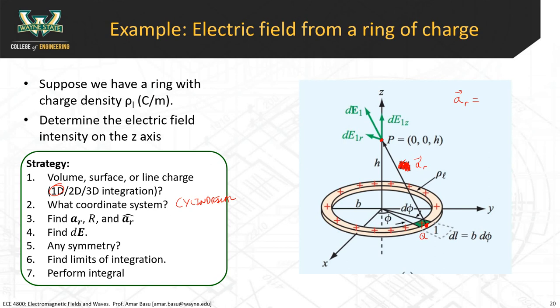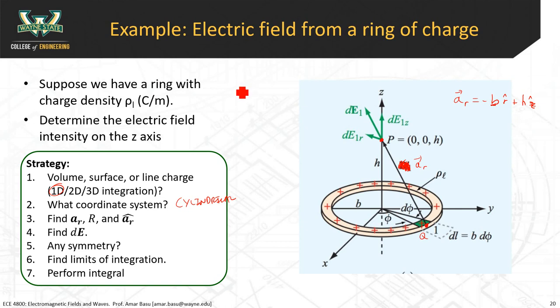Minus b times r hat plus h times z hat. So we're at this point Q, we're going to go towards the center, so we're going in the negative r hat direction. That's why you see a negative here. This ring of charge has a radius b, so we're going to go in for a distance of b so that we get to the z axis. And then from there, we're going to go up a distance h. So that's how we got our A sub R.